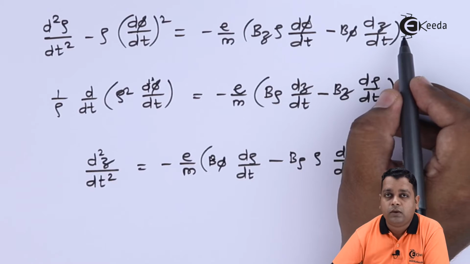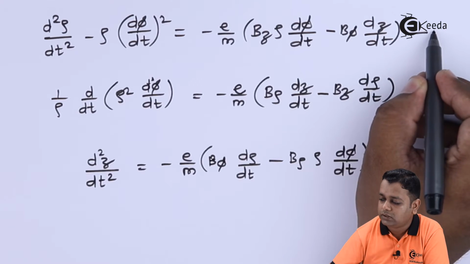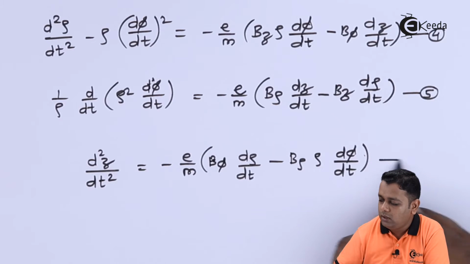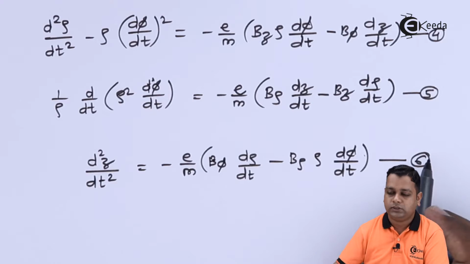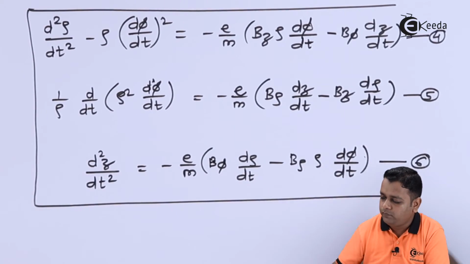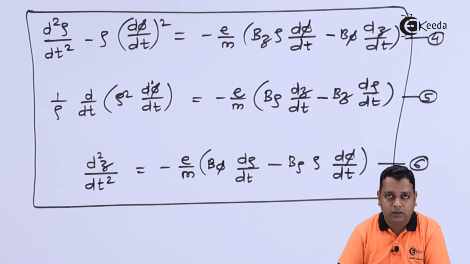So if we have named equations 1, 2, 3 for the earlier case into the rectangular coordinate system, this will be equation number 4, this will be equation number 5, and this will be equation number 6. So I outline this set of equations denoting the motion of electron in the presence of magnetic field.